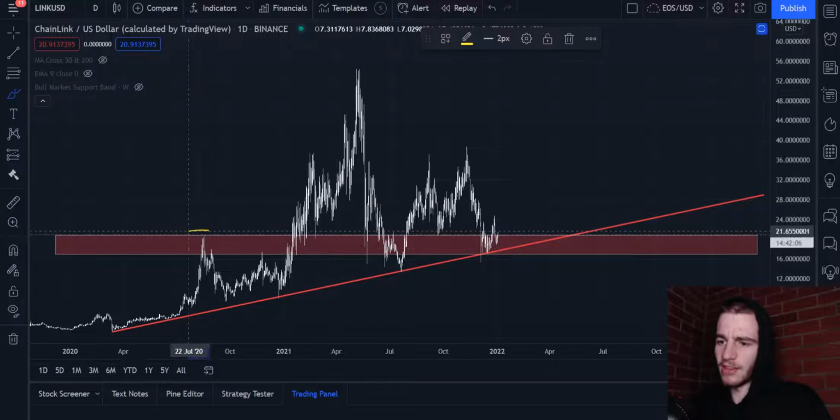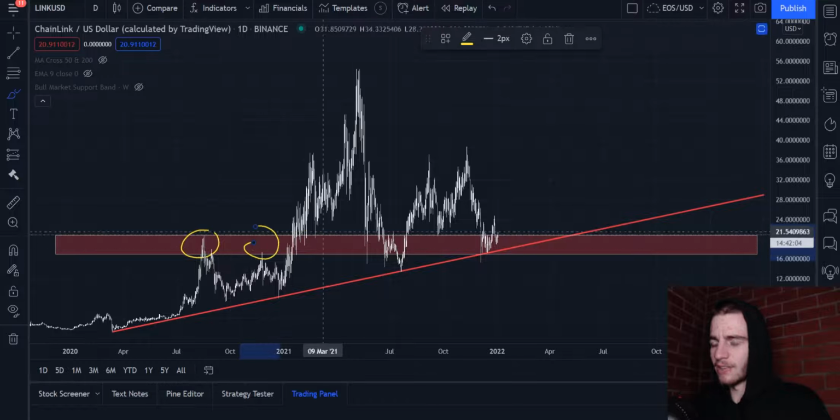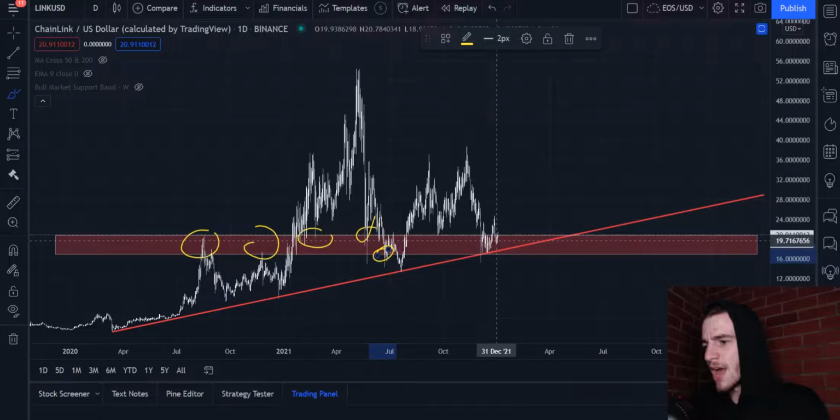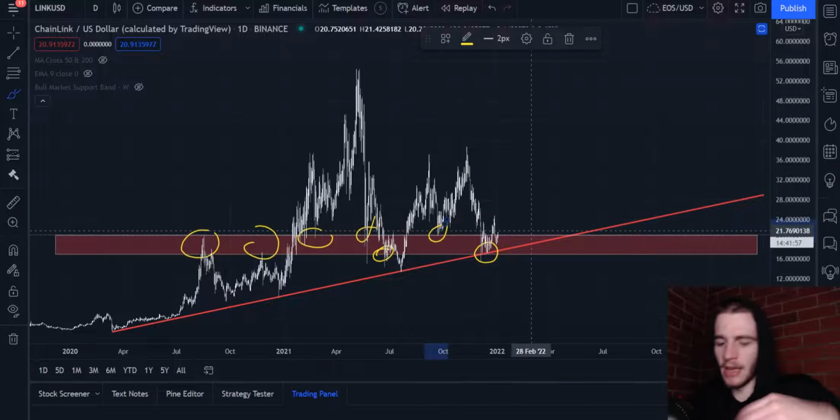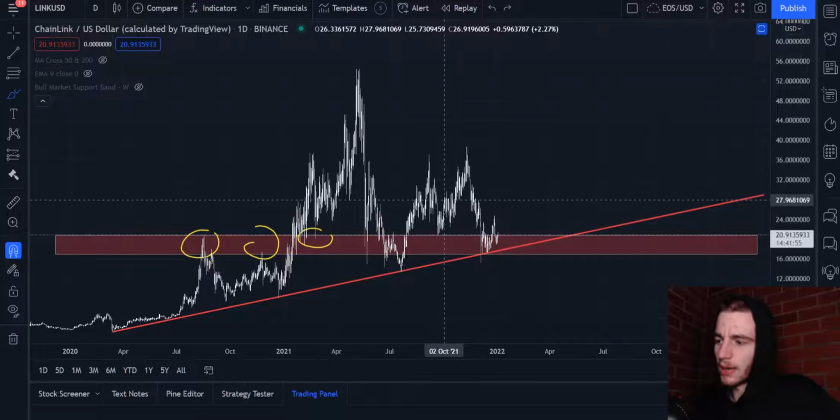Okay, it acted as resistance here in 2020 a few times, and it acted as support here, dropping below it briefly here, but it ultimately acted as support as well, and it's just acted as support here and resistance over here.